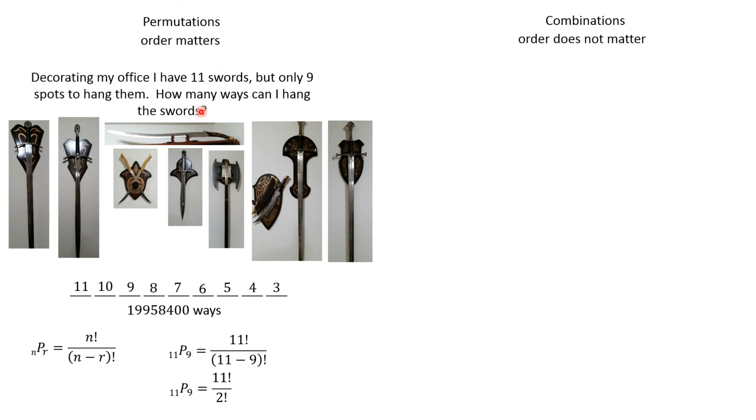Combinations. So I have this house, and my office I decorated with swords. My theater I decorated with lightsabers. If you have 9 lightsabers to hang, but only 7 places to hang them, that's a trick question. You figure out how to hang all 9 of them.